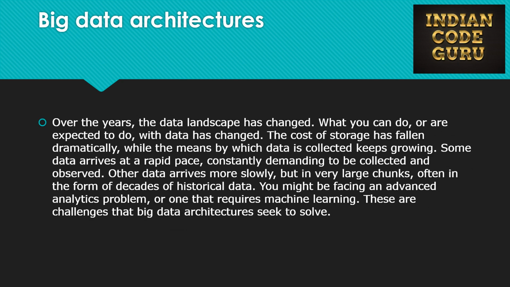Over the years, the data landscape has changed. What you can do, or are expected to do, with data has changed. The cost of storage has fallen dramatically, while the means by which data is collected keeps growing. Some data arrives at a rapid pace, constantly demanding to be collected and observed. Other data arrives more slowly, but in very large chunks, often in the form of decades of historical data. You might be facing an advanced analytics problem, or one that requires machine learning. These are challenges that big data architectures seek to solve.